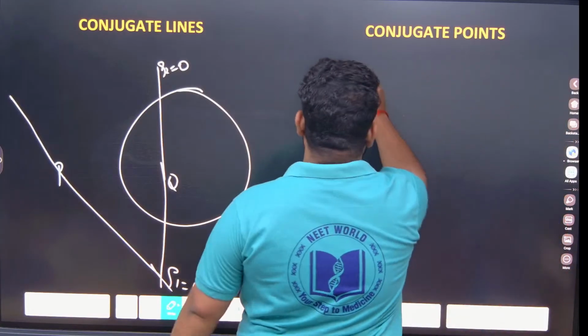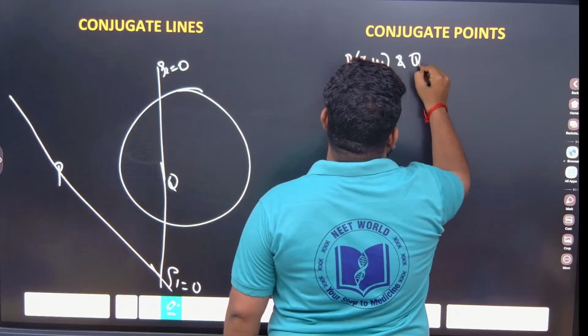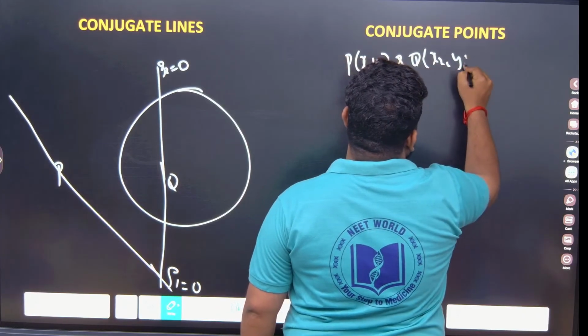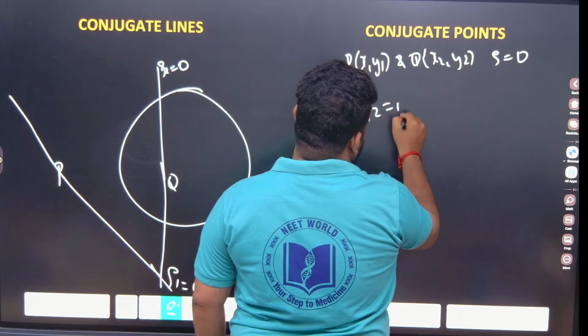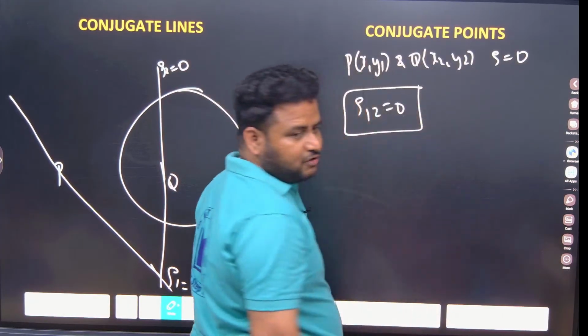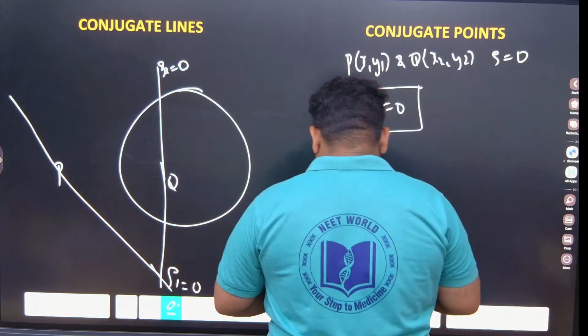Suppose they give P (x1, y1) and Q (x2, y2) as conjugate points for the circle S is equal to 0. The condition is given by S12 is equal to 0. The condition is given by S12 is equal to 0. Now with an example let us understand what is given.